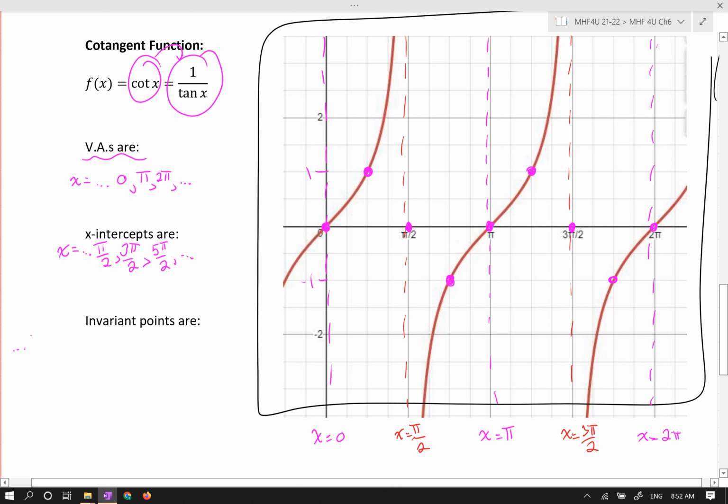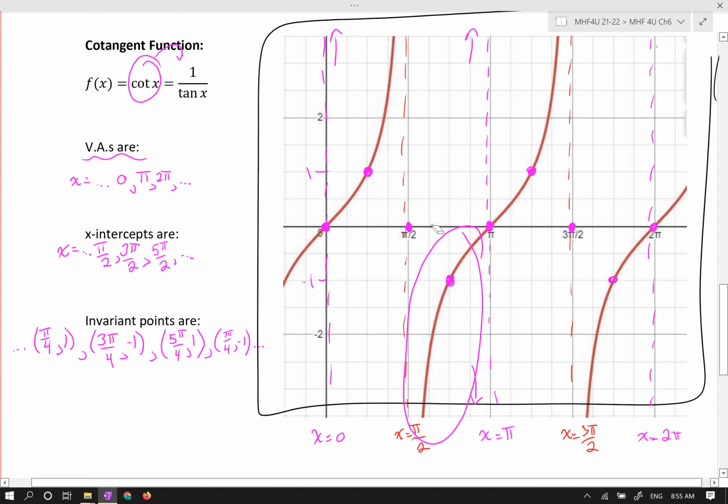So then I need to look, okay, as I approach this vertical asymptote from the left, am I going to be approaching positive infinity or negative infinity? Well, I see that my base function is negative down here, so my function will be approaching negative infinity. So this general shape that I'm looking at over here goes through the invariant point, goes through the root, goes through the invariant point, and then heads off towards negative infinity.